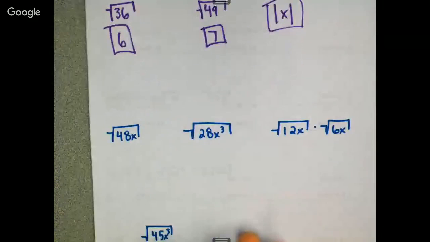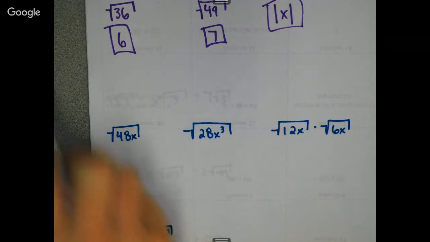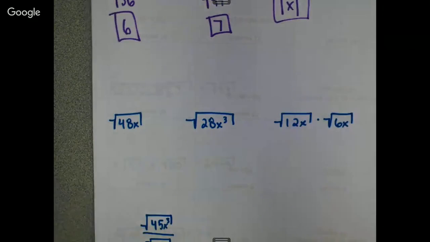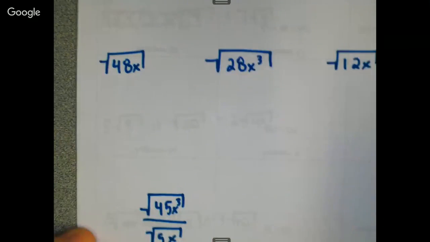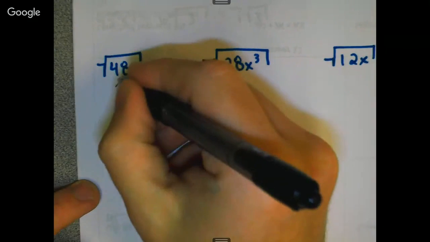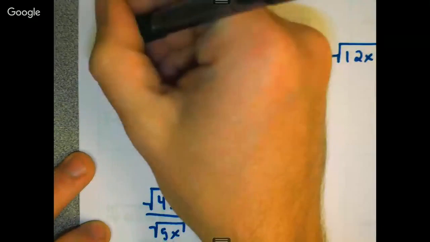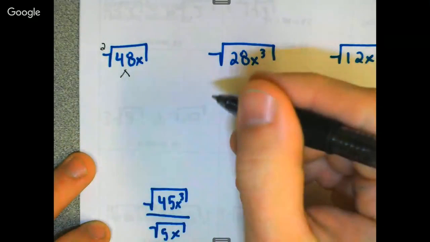Okay, so we have the square root of 48x. Now, I'm going to switch to a pen here and maybe zoom in a little bit on these problems. Okay, so in order to reduce a radical, we do a prime factorization tree. My index is 2, telling me I need groups of 2 when I factor this out.